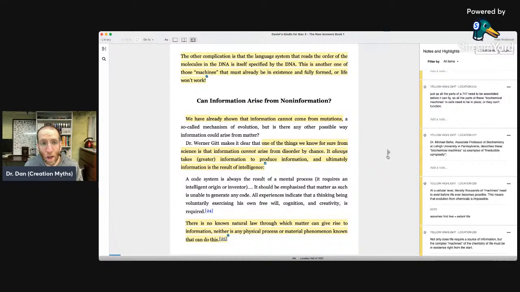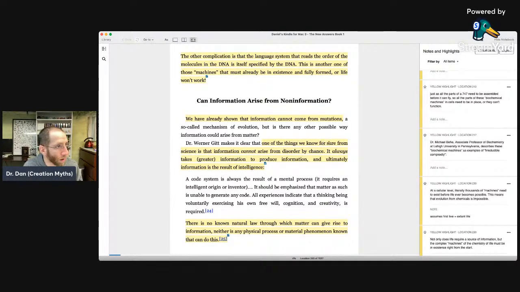Presumably the authors here know about the RNA world hypothesis and the idea that a combination of RNA molecules and peptides would have been the original system, not a DNA-based system, right? So that's the false information that's right here. We've already shown that information cannot come from mutations. That's not true. That's just a lie.